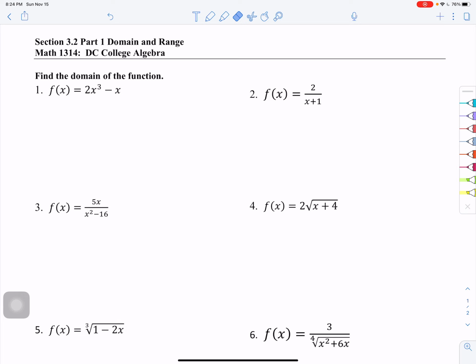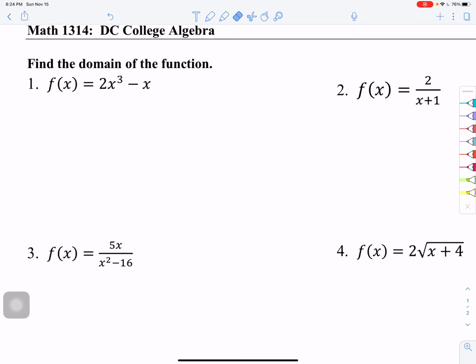This is class lesson for section 3.2, part 1, domain and range. Let's begin with finding the domain of these functions algebraically. Okay? The first thing we want to remember is when we find the domain of a function, we are looking for the x values that work.